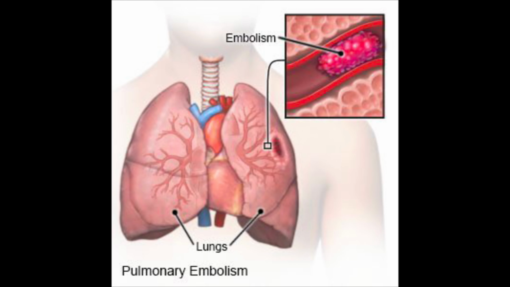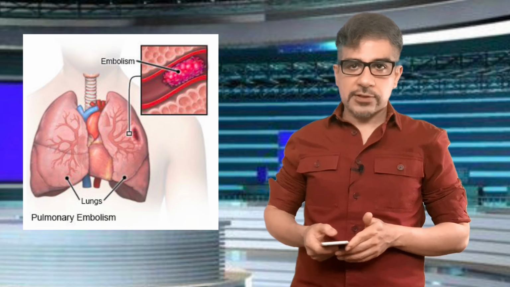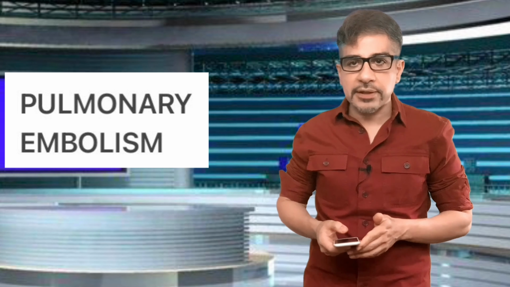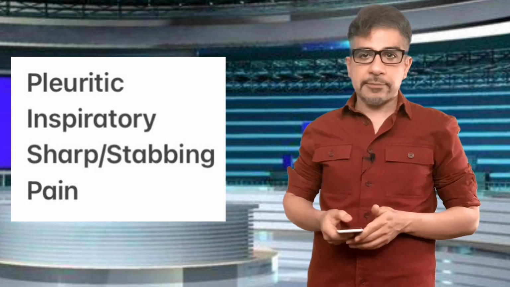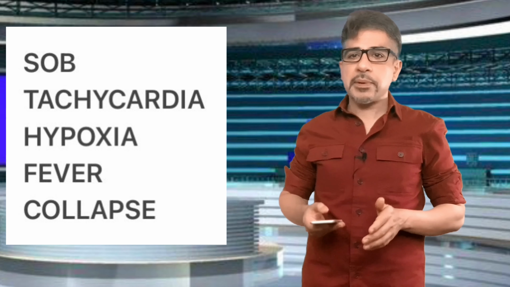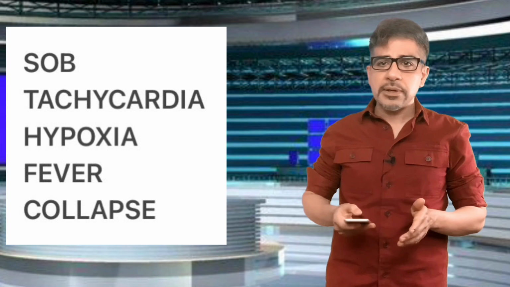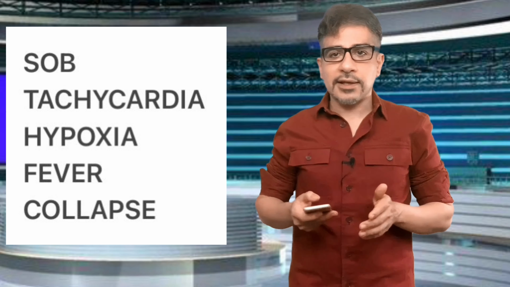Pulmonary embolism is a lung-related cause of chest pain. The pain of pulmonary embolism, or PE, is usually described as sharp or stabbing. It is inspiratory, meaning it is produced by deep breathing. This is called pleuritic chest pain. The patients may present with shortness of breath, but not always. In some, the first presentation is a collapse.